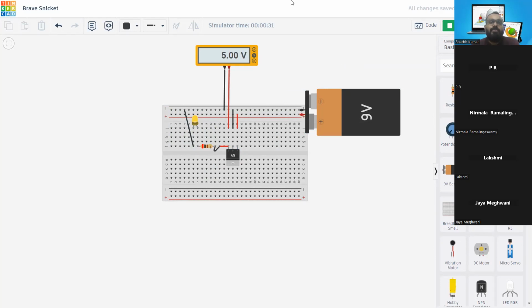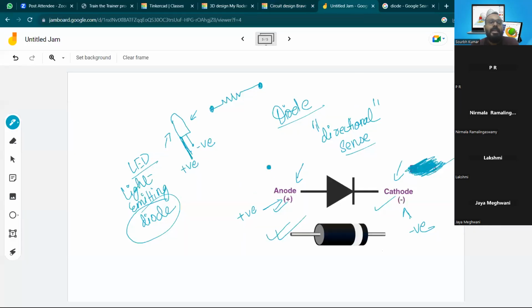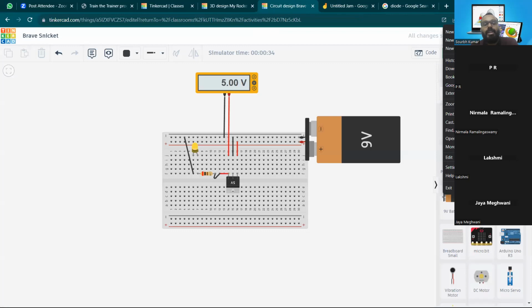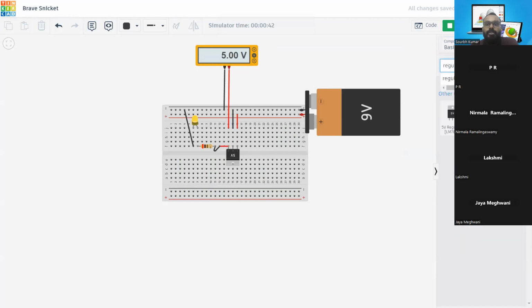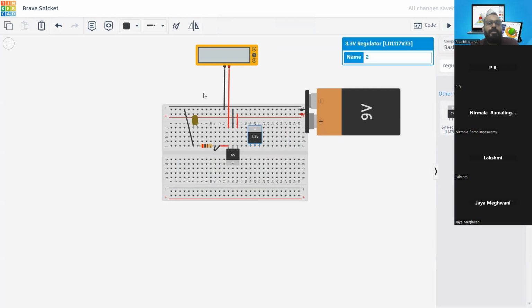But for the directional sense that I was explaining, it is applicable for some of the components, not all of them. So you have to take care of these things while working on circuitry in Tinkercad, as well as in practical explanation. Apart from this 5-volt regulator, we have many more regulators that give different voltage outputs. Suppose I bring a 3.3 volt regulator. The same thing happens here: you will have the ground pin, out pin, and in pin. Let me rotate this for you.